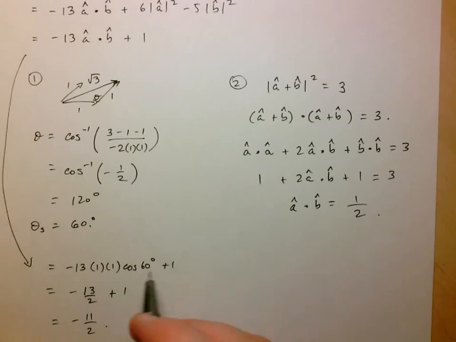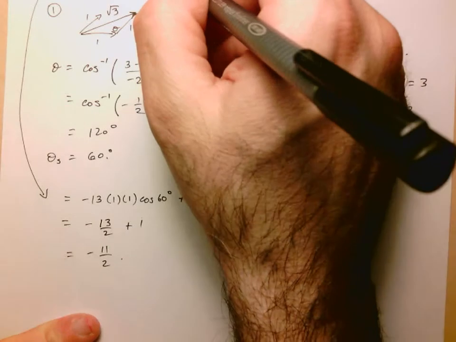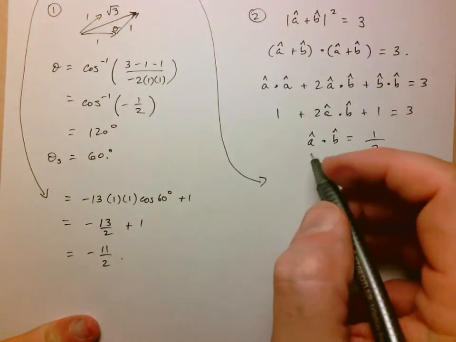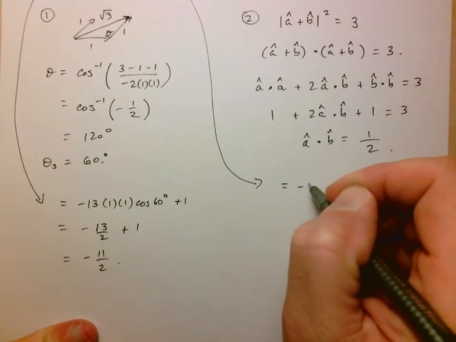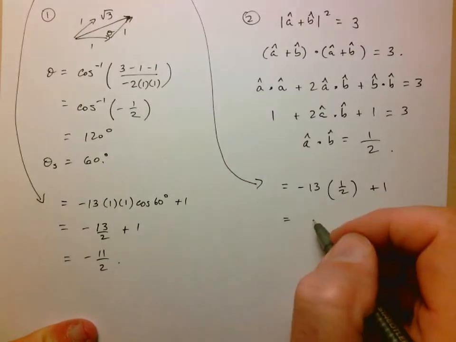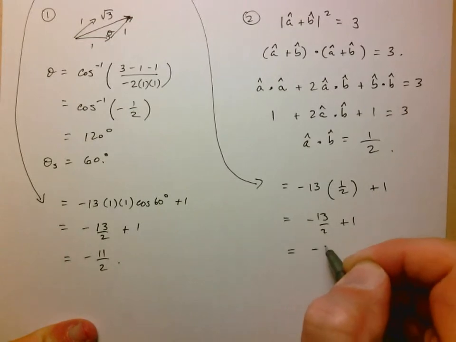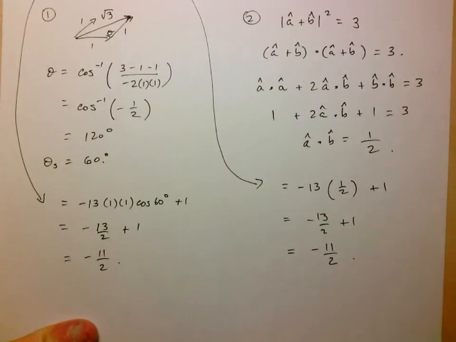which is exactly what we found earlier, doing it geometrically. So in the end, we finish this off, that's just equal to negative 13 times 1/2 plus 1. So here we've got negative 13 over 2 plus 1, which is equal to negative 11 over 2.